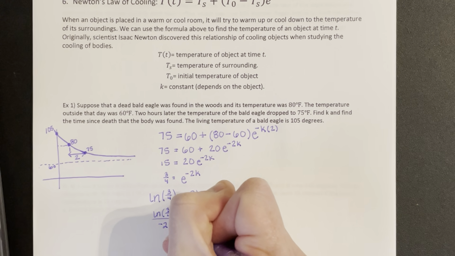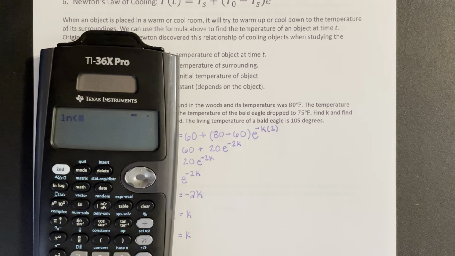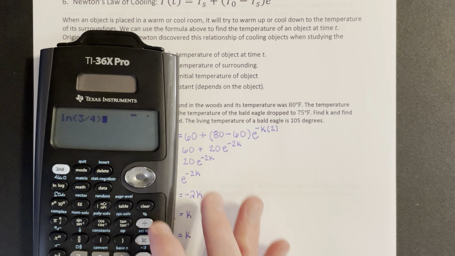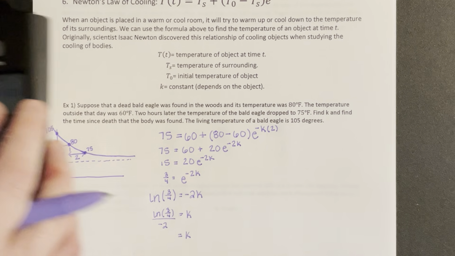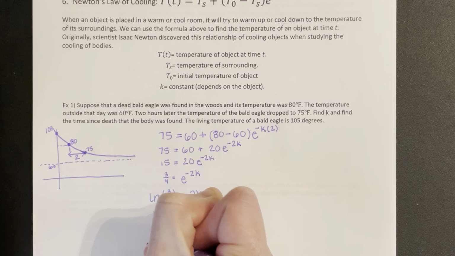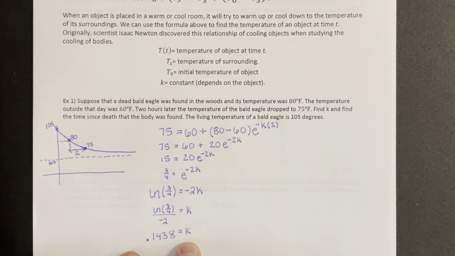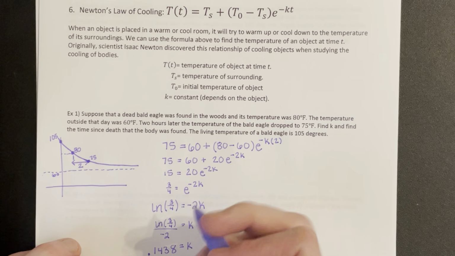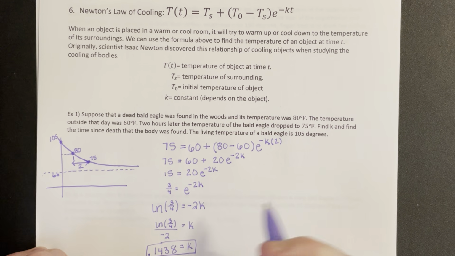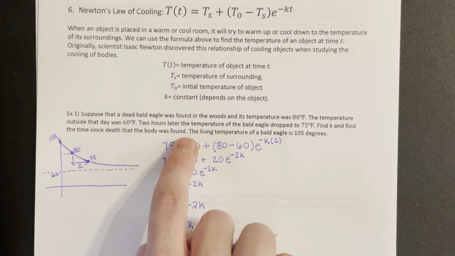That's what we're going to have to approximate because it's not going to be a nice value. So the natural log of 3/4 divided by negative 2 is roughly 0.1438. We needed k because we need to know the constant to work out any other part of the equation. So we found k.